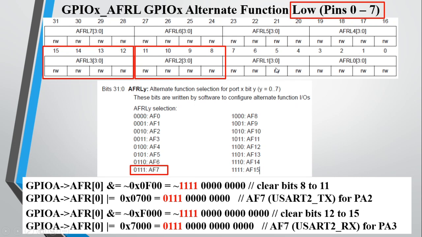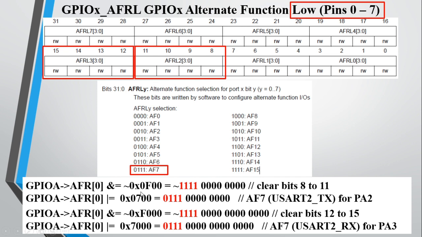But in my case I need to configure the alternate functionality of PA2 and PA3. So which bits do I need to take for PA2? I need to configure bit number 8 to 11, these 4 bits. How will I configure this? What value do I need to write here? I need to write the value 0, 1, 1, 1. So in my case, writing 0, 1, 1, 1 to bit number 8 to 11 means PA2 will be configured with alternate functionality 7.